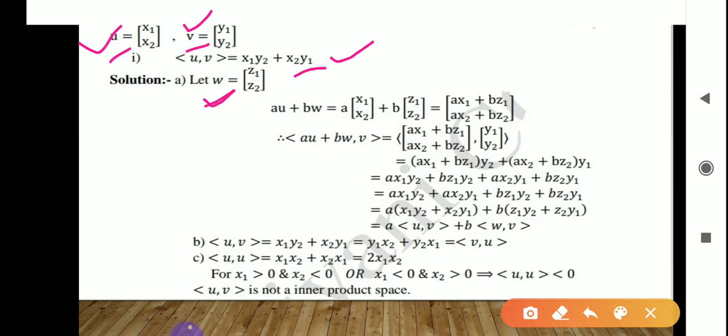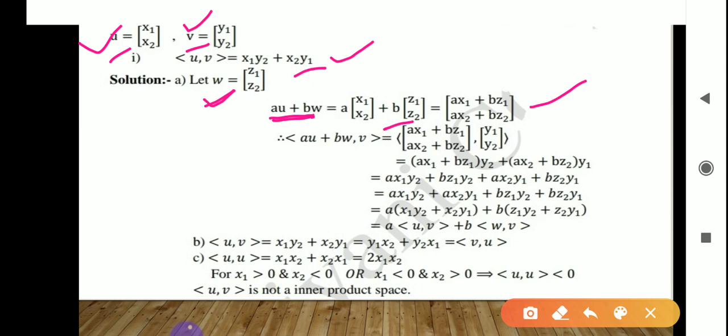Okay, so what is the linearity property? In the linearity property, we saw a u plus b v. So the same here, we have to first find au plus bw. Au plus bw can be written as a into (x1, x2) plus b into (z1, z2). These are the two matrices. If we multiply a and b inside, and take the addition, then we will get this, that is the matrix (ax1 plus bz1, ax2 plus bz2).